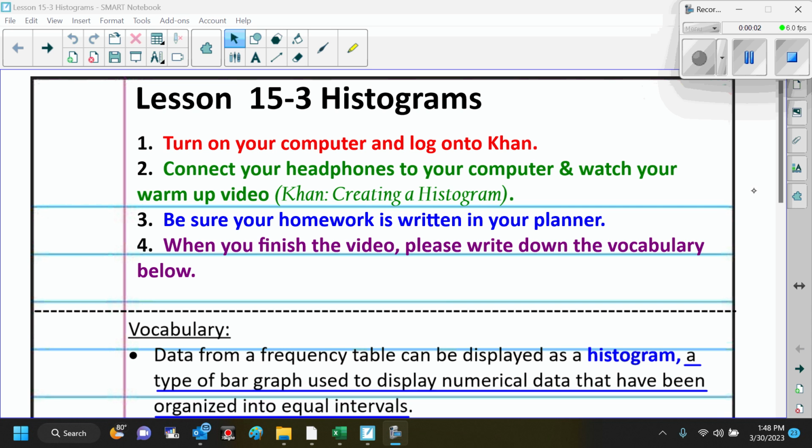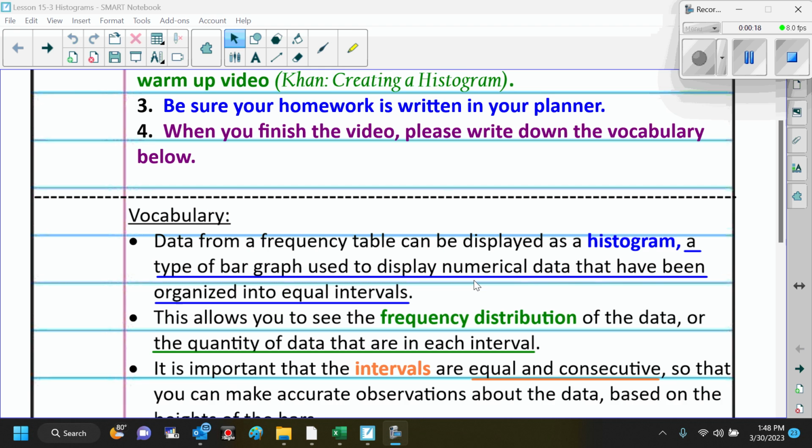So today's lesson is 15-3, which is histograms. Before we start, I would like for you to watch a video on Khan called Creating a Histogram. Okay? Once you finish that, then I would like for you to write down this vocabulary down here.